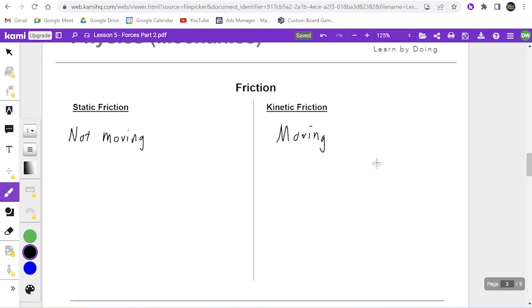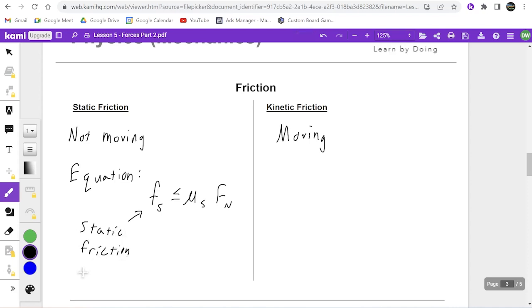The next thing I'm going to say is the equations. The equations are also different. I probably should start with kinetic, but we're going to start with static, which is harder. Static friction has a weird equation. It's the only equation in physics that has a less than or equal to sign. Very confusing. Now, let me explain what this is. This right there is the static friction force.